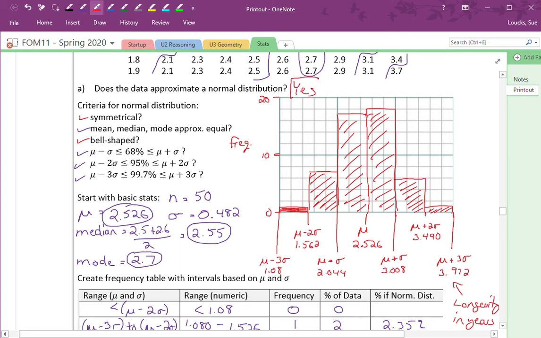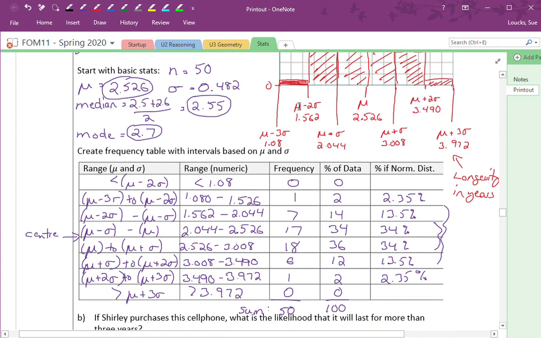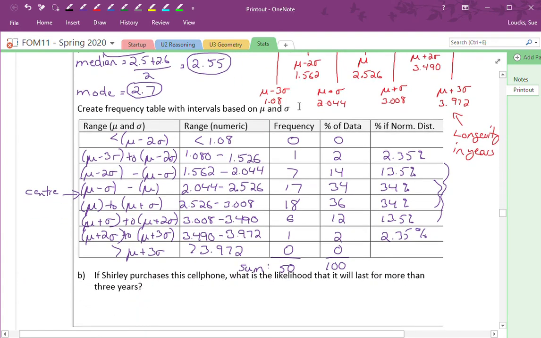Now, on a quiz or a test, of course, you can't just say yes or no. You have to show all of this work to justify your answer, and say why you believe that that's the case. Okay? And then there's a question down at the bottom that says, if Shirley purchases this cell phone, what is the likelihood that it will last for more than 3 years?